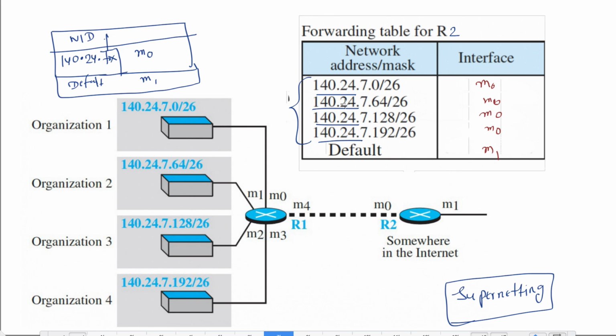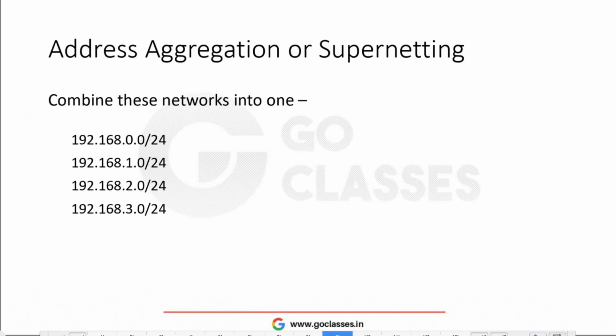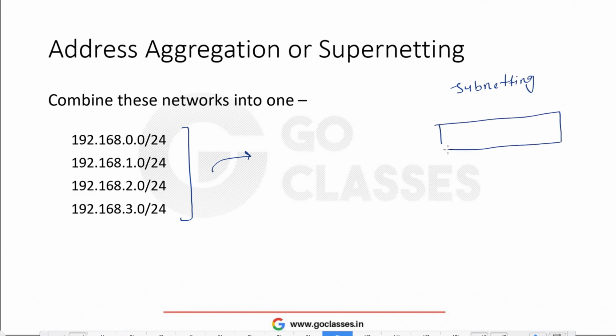So the formal procedure of doing it is called address aggregation or supernetting. Let's see what it does. So address aggregation basically does what? It combines networks into one network. So if you remember subnetting, then in subnetting what we are doing? So it is subnetting, not supernetting. I'm just giving you a quick recap of subnetting. In subnetting, what we were doing?